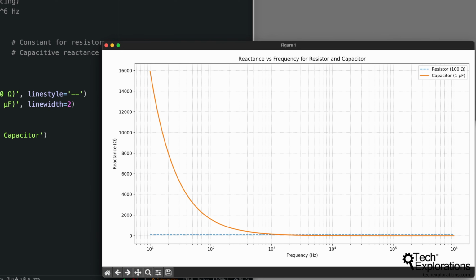But as the frequency increases, the line drops, showing that the capacitor offers less opposition to the current. In other words, the faster the signal, the more easily it passes through the capacitor. The key lesson here is that a resistor's reactance doesn't change with frequency, but a capacitor's does. And this helps explain why capacitors are used to filter out certain frequencies in electronic circuits.